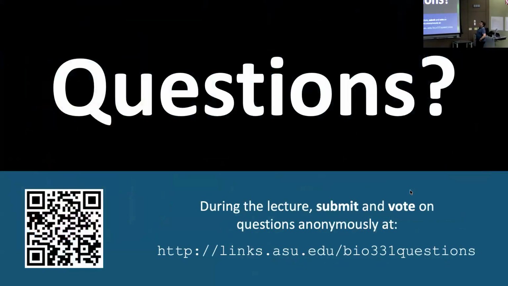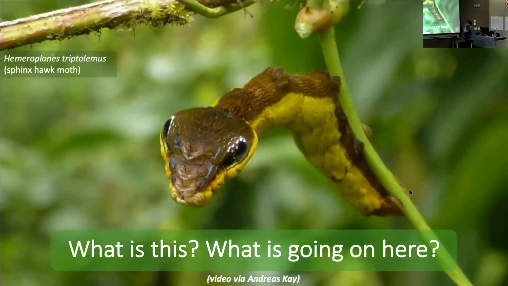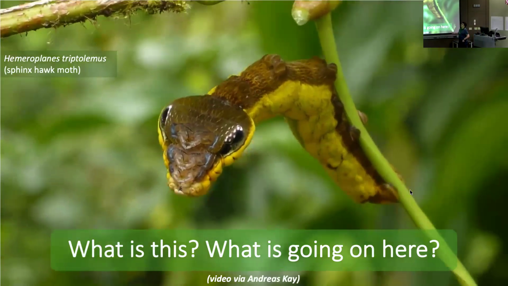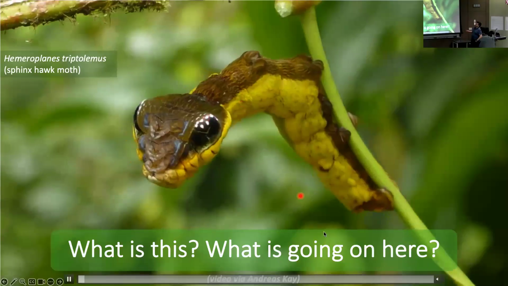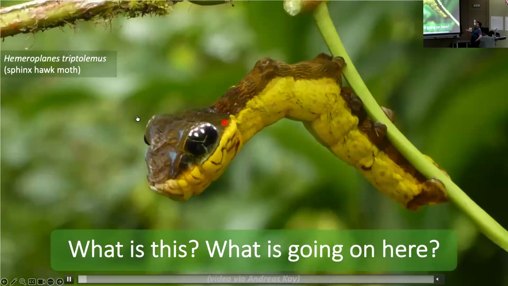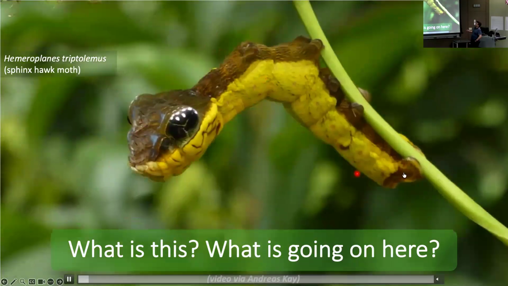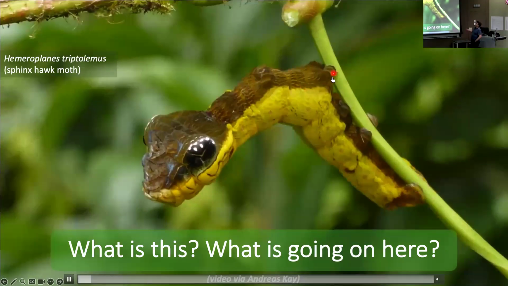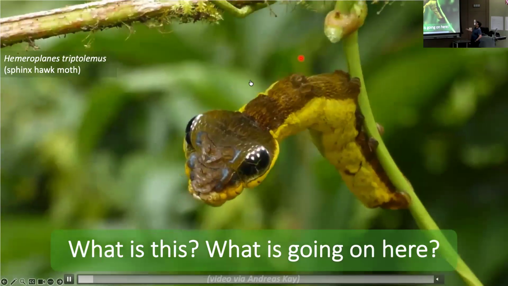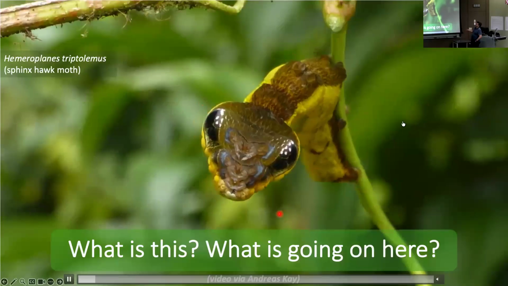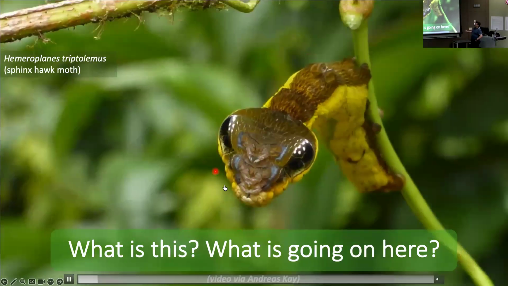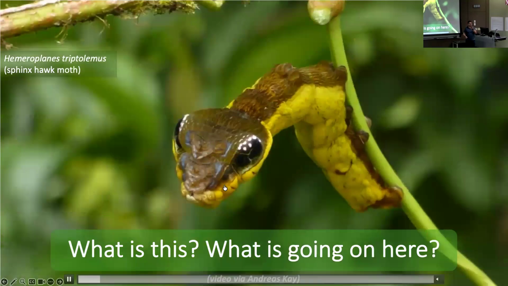Okay. All right, so it's where we started. This is a caterpillar from a sphinx hawk moth. You can see it gripping onto here, but it happens to look a little strange. So what's going on here?